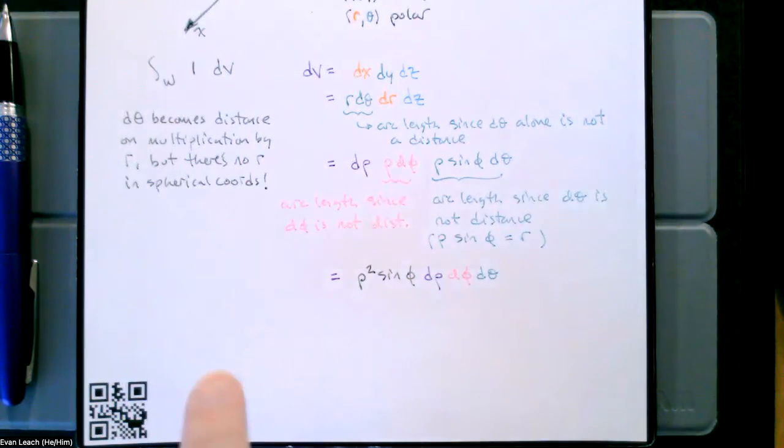TLDR, if you are doing a triple integral in spherical coordinates, you need a rho squared sine phi.